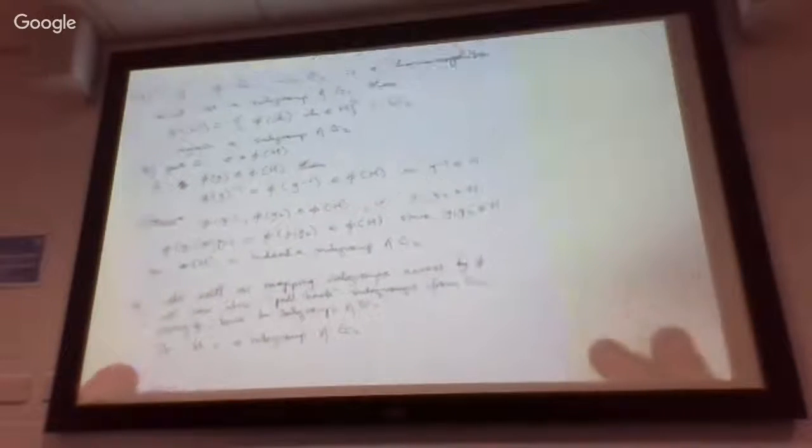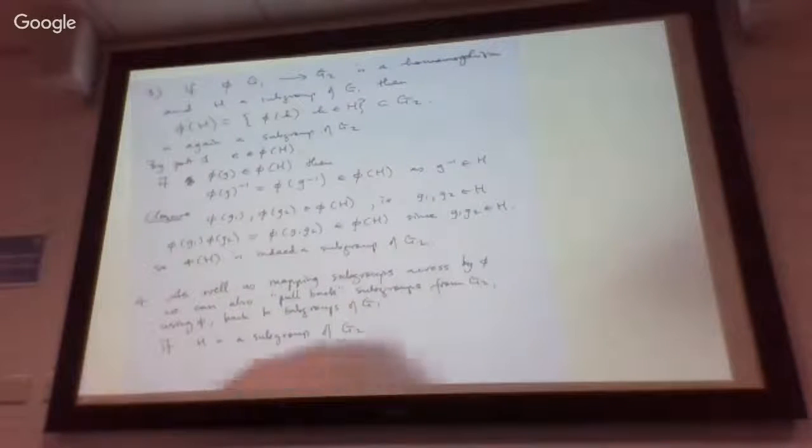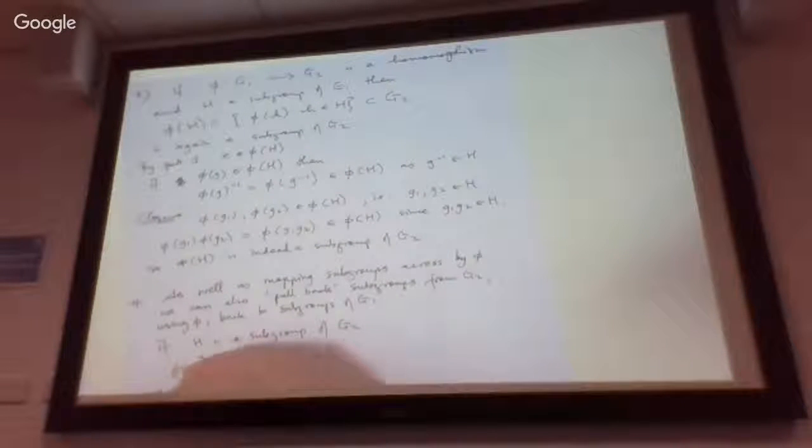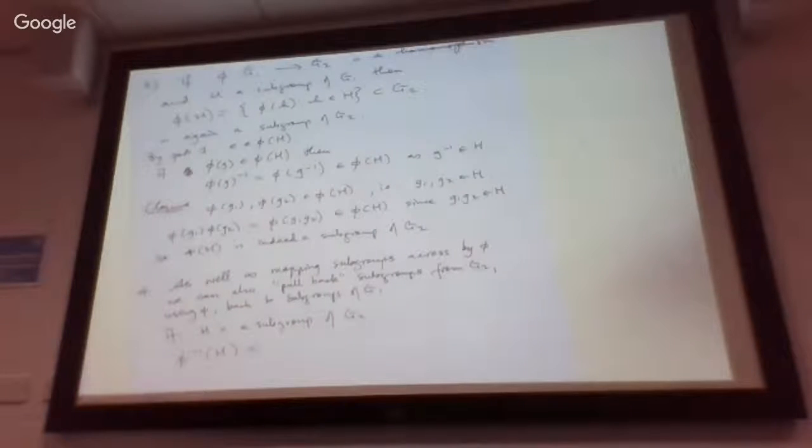Okay, so this time your subgroup is starting out in the codomain. Phi, so the pullback of H, phi inverse of H. And what do we mean by that? Well, what we're not talking about is the inverse map phi, because remember, there's no condition here that says that phi is bijective.